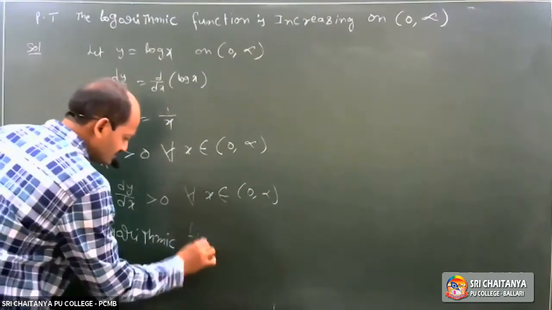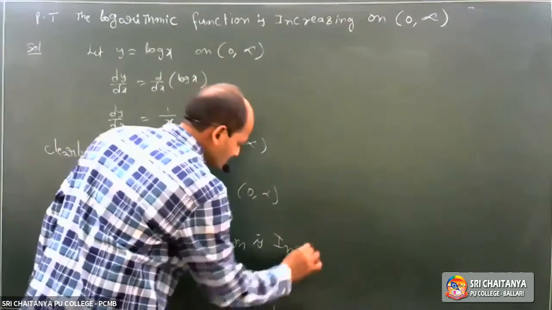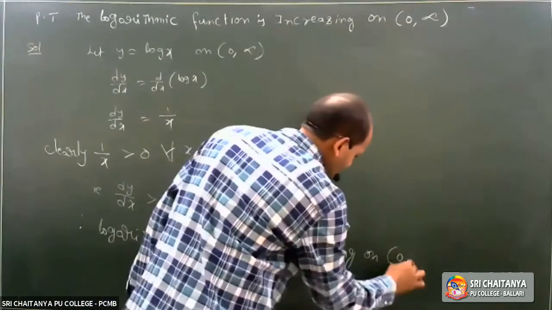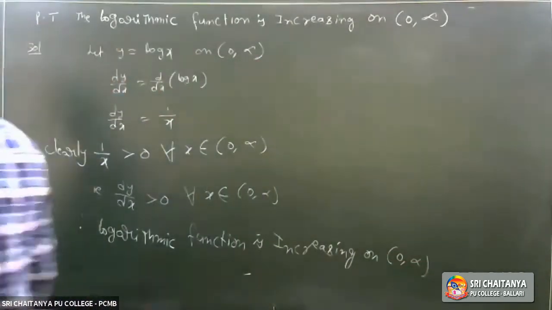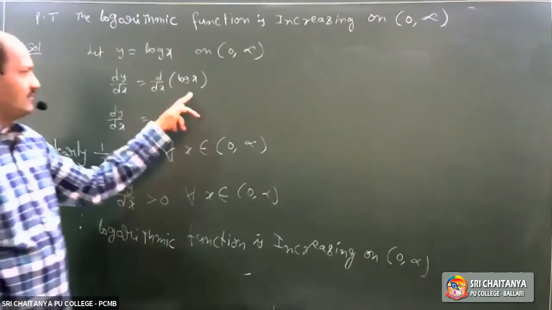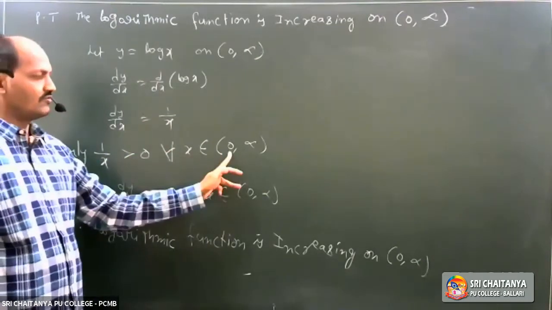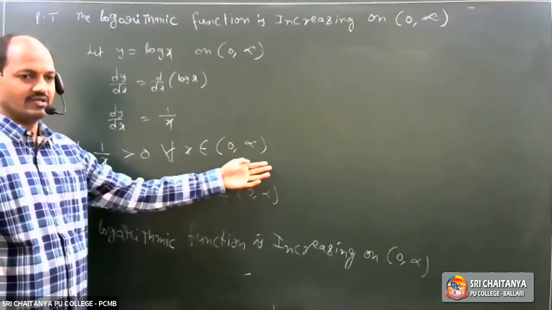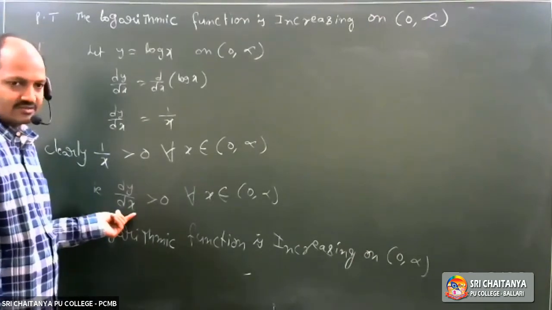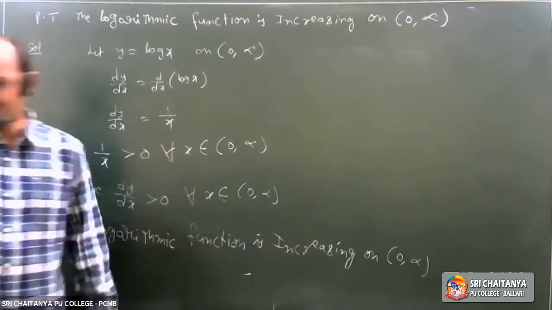The logarithmic function is increasing on 0 to infinity. Okay, write down. Simply, the function is log x. Find the derivative. The derivative of log x is 1 by x. This 1 by x is clearly greater than 0 for all x belongs to 0 to infinity. So 1 by x greater than 0 means dy by dx is greater than 0. If the first derivative is positive, clearly it is an increasing function. Okay, write.